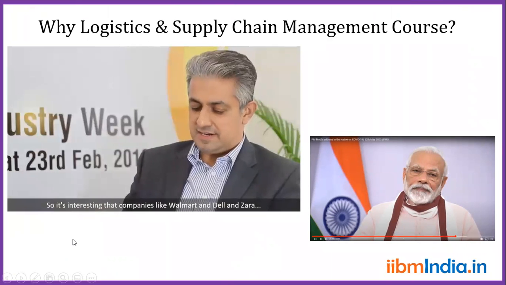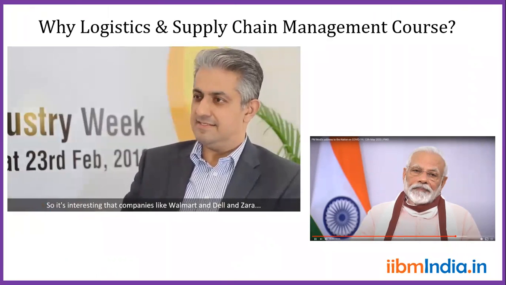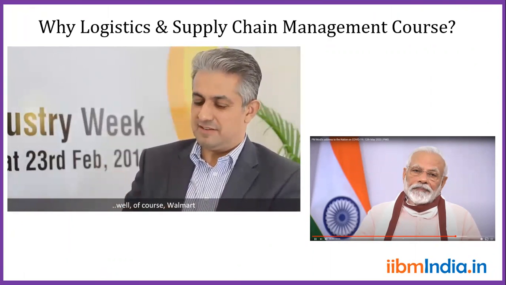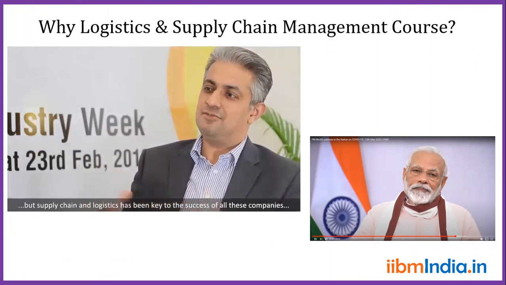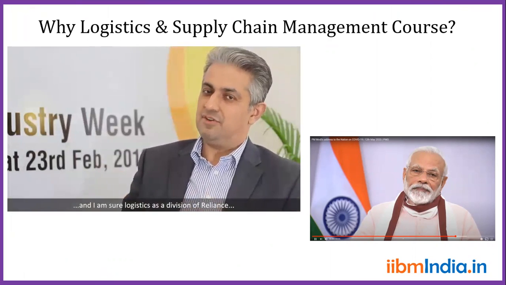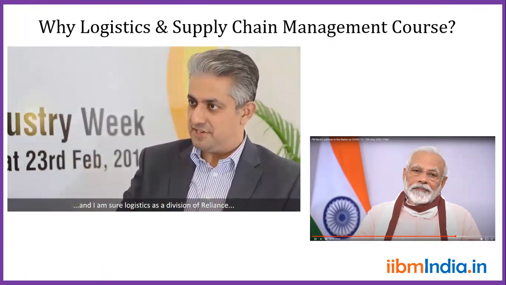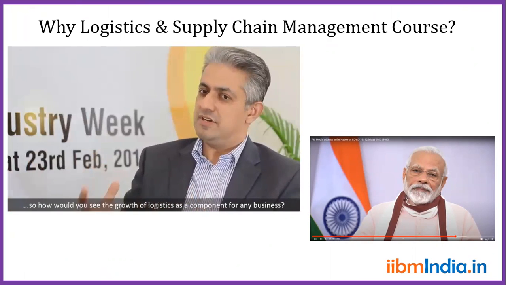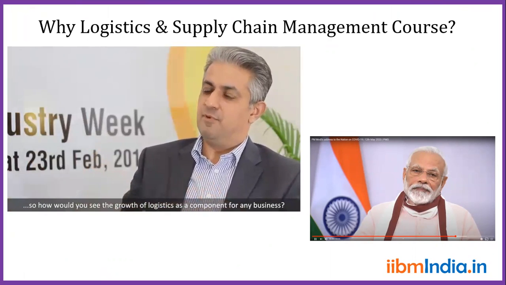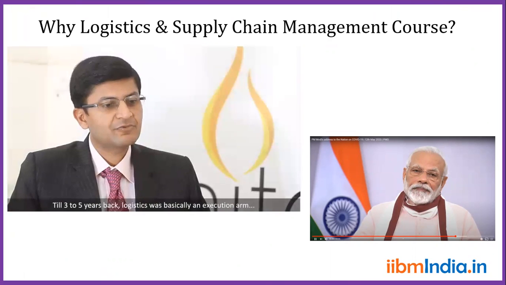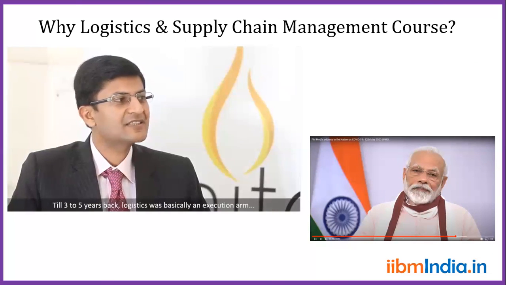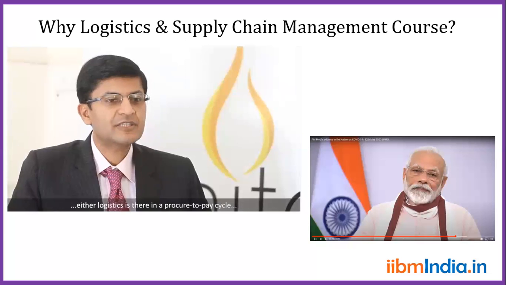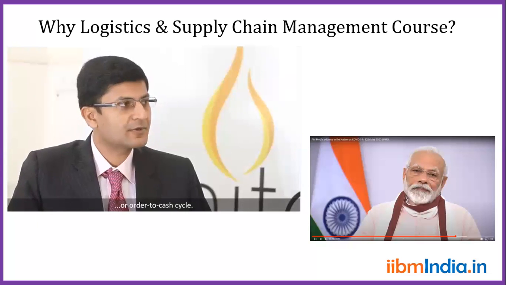So it's interesting that companies like Walmart and Dell and Zara, they don't manufacture products, they sell, of course, Walmart sells retail products, but supply chain and logistics has been key to the success of all these companies. Right. And I'm sure that logistics as a division of Reliance is going to be a very major growth area in Reliance and growing. Right. So how would you see the growth of logistics as a component for any business? Till 3 to 5 years back, I think logistics was basically an execution arm. That means, after your sales, after your procurement, because logistics is there either in a procure to pay cycle or an order to cash cycle.